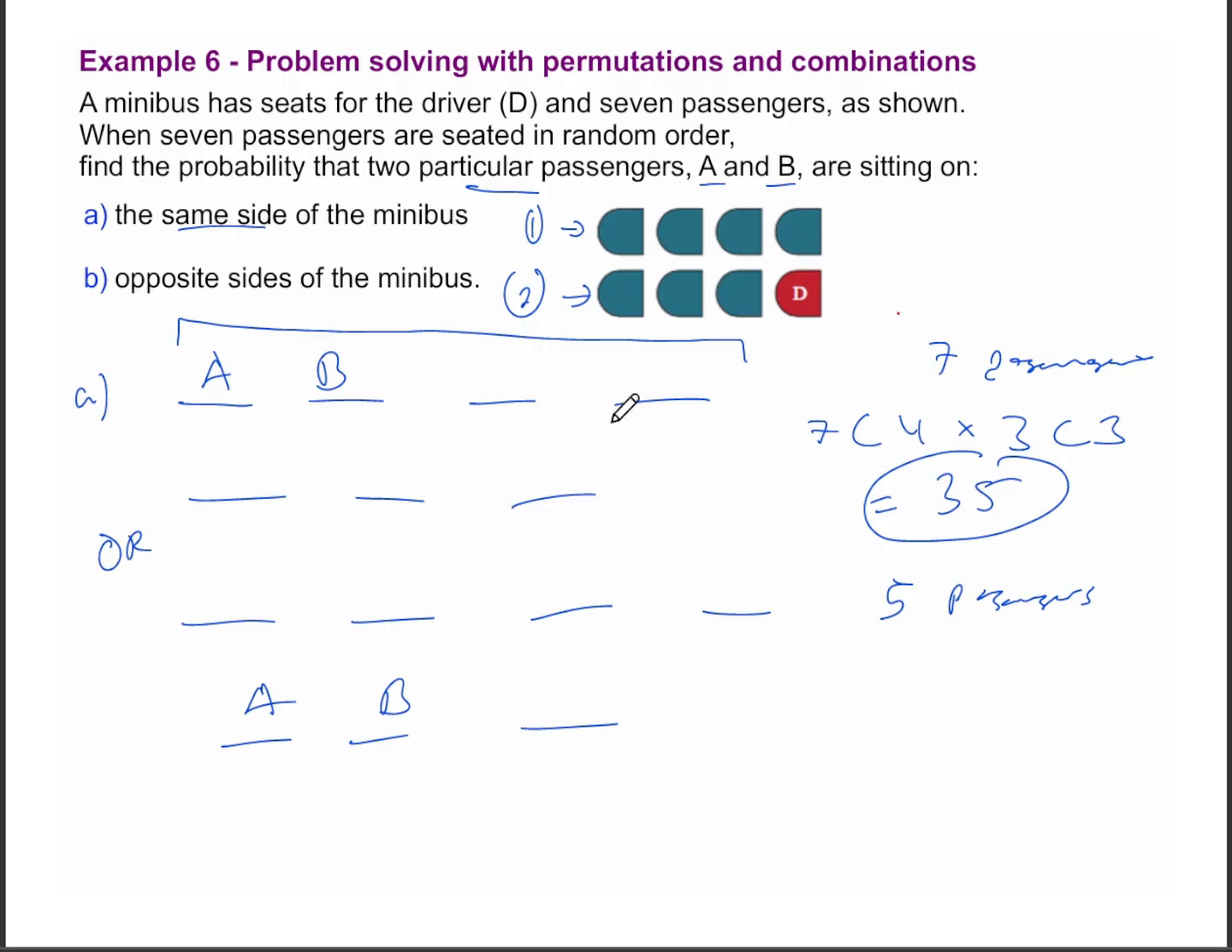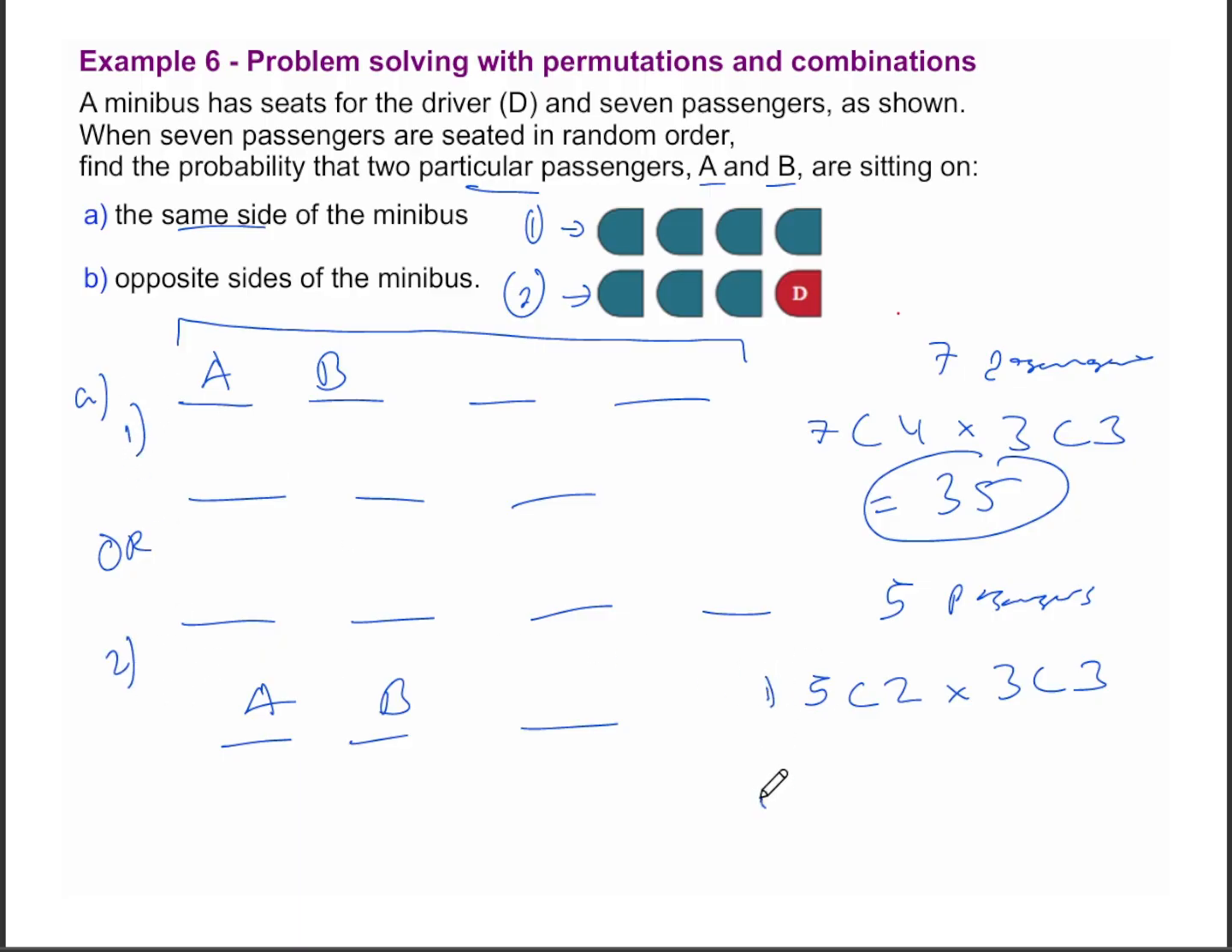Again, we're going to choose the passengers for those seats. In scenario 1, from the 5 passengers, we choose 2 for the 2 spaces. Then we remain with 3 passengers and 3 seats remaining, so we have 3 choose 3, 3 passengers for 3 seats. That's for scenario 1.